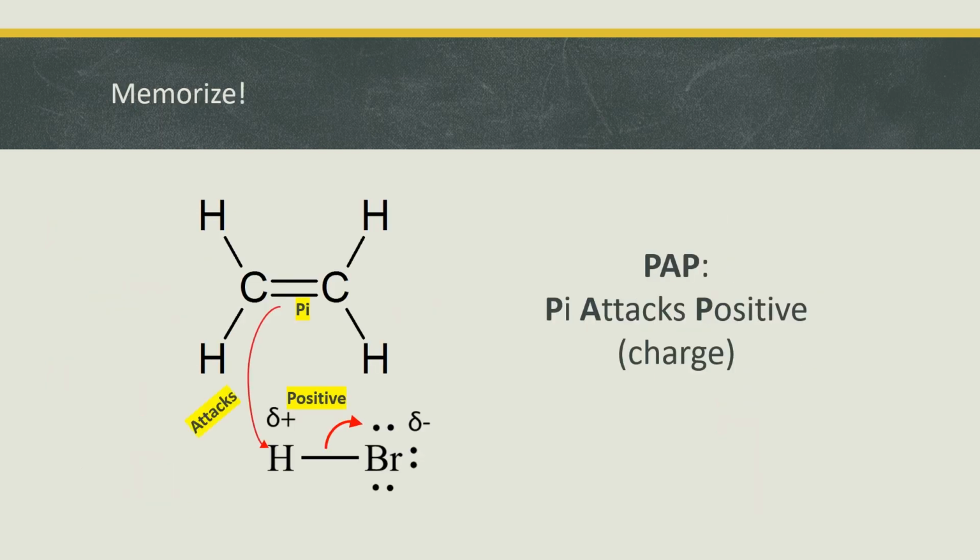And so in order to help memorize the curved arrow notation associated with electrophilic addition, we can remember PAP. PAP stands for pi attacks positive, because we see that our pi bond attacks the positively charged electrophile. So if you're needing to remember the steps associated with electrophilic addition, just remember PAP.